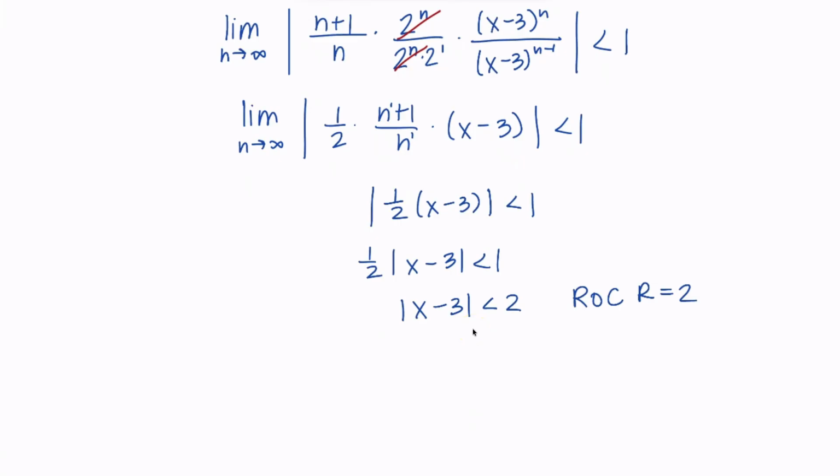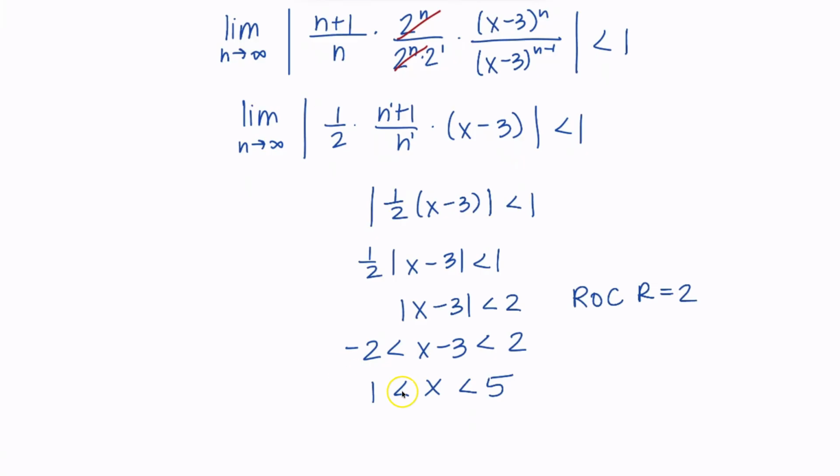And now, if I want to start to find the interval of convergence, I am going to move forward with trying to solve the three-part inequality. So I'm going to have -2 is less than x minus 3 is less than +2. And we'll add 3 to all three parts. So that's going to leave us with 1 is less than x is less than 5.